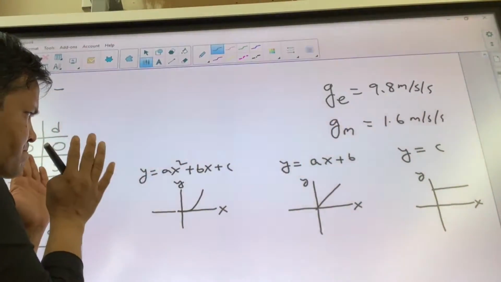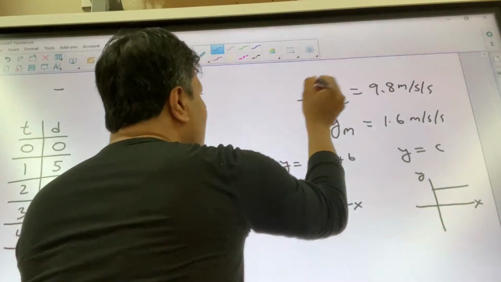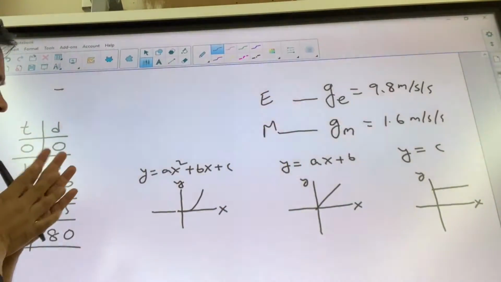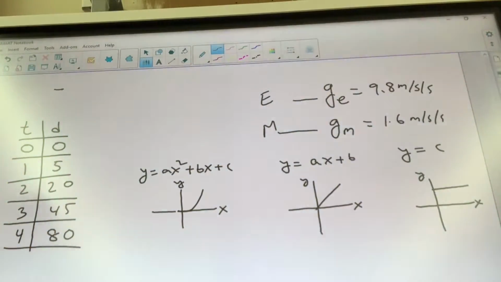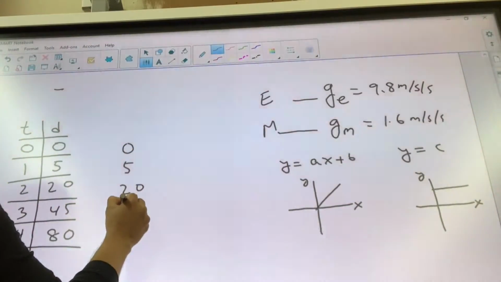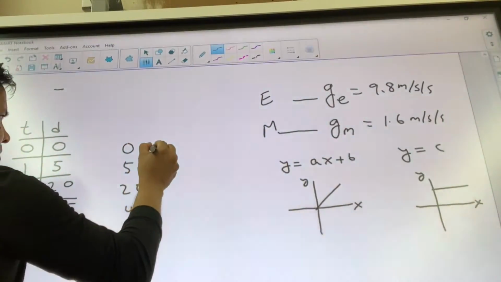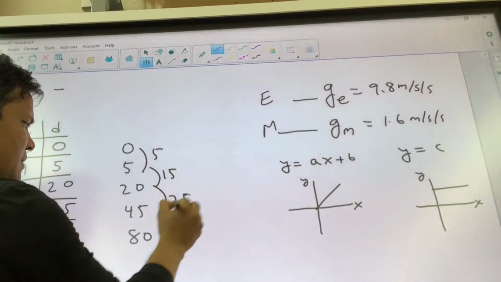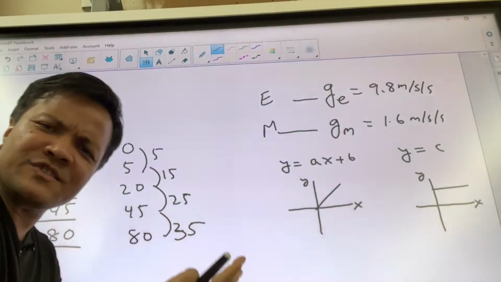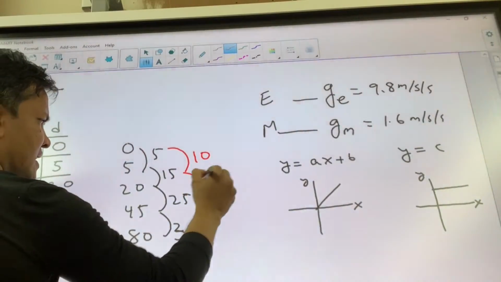Okay, so how can I figure out whether I am on the earth or on the moon with this knowledge? I put the data over here: 0, 5, 20, 45 and 80. I found the change of y: 5, 15, 25, 35. And I also find the change of that change, which is 10, 10, 10.